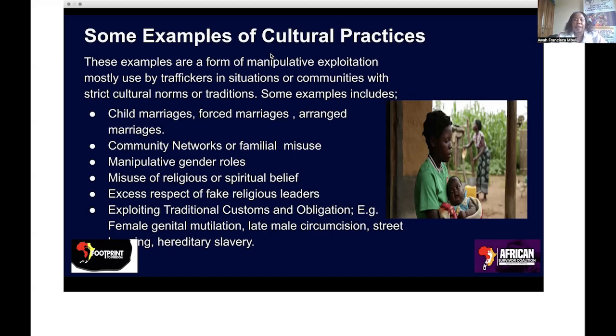Some tribes are bound to marry from their own tribes, even if it's not out of love. And then also for some tribes, when you get married before marriage, you are forced to marry that person. So most often that is being arranged without the consent of both partners by the families, which are bound by their cultural norms and traditions. We have community networks or familial misuse.